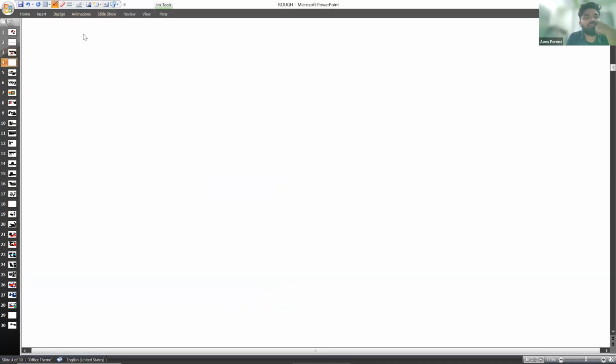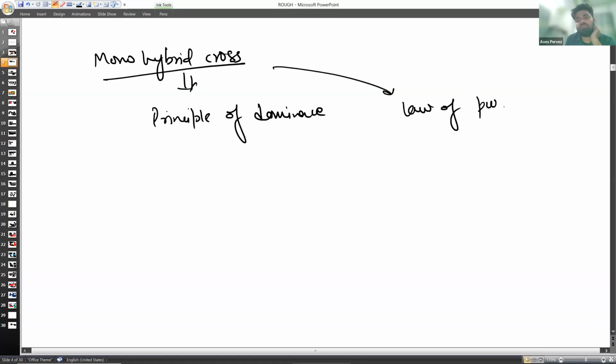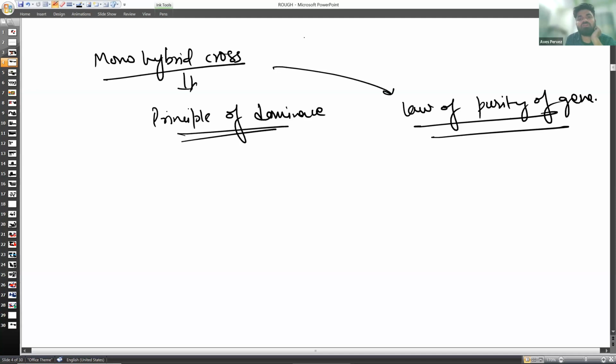In the monohybrid cross we have two conclusions. One is the principle of dominance, and the second is the law of segregation, the law of purity of gene. What do these two laws state? These two laws state that whenever a heterozygous condition is there, capital T and small t, one gene is dominant over the other gene.